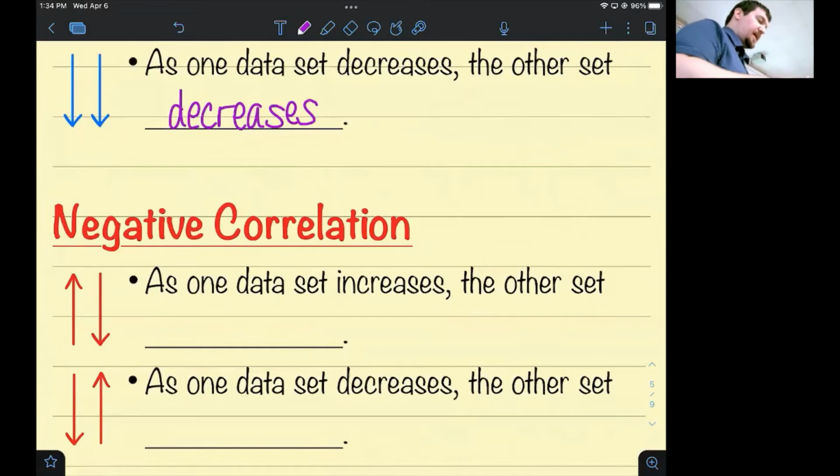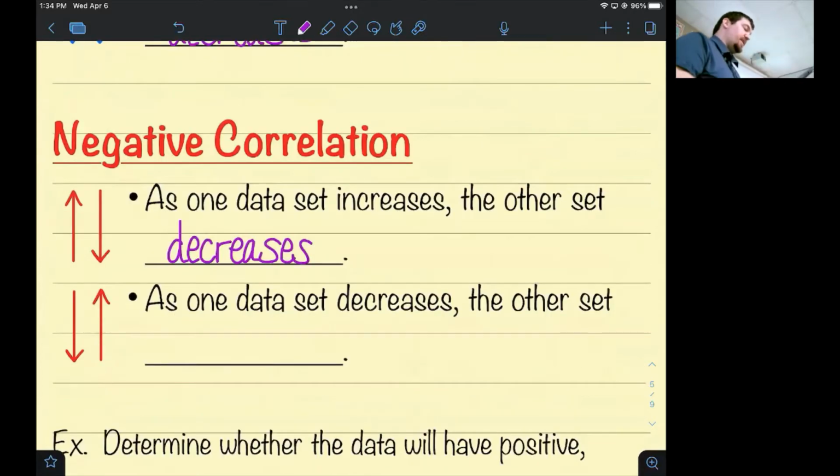As one data set increases, the other set is going to decrease. And as one data set decreases, the other set increases. If you're going to have a negative slope, one of the numbers has to be negative. And it doesn't matter if it's the top number or if it's the bottom number. So you could say one's going to go down, the other one's going to go up, or you can put the negative on bottom, so the other one goes up, the other one goes down. And so either one of those would be a negative correlation.